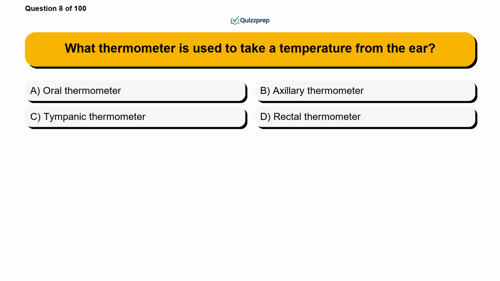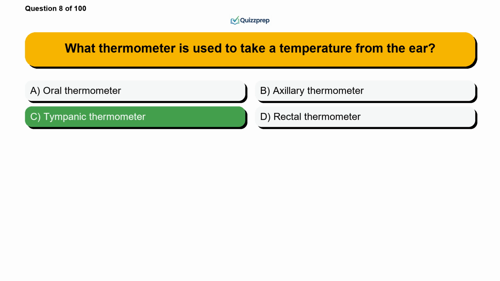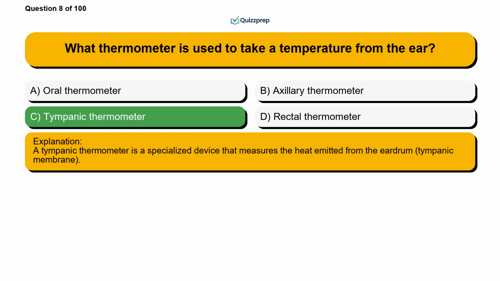Question 8. What thermometer is used to take a temperature from the ear? Option A, oral thermometer. Option B, axillary thermometer. Option C, tympanic thermometer. Option D, rectal thermometer. The correct answer is option C, tympanic thermometer. A tympanic thermometer is a specialized device that measures the heat emitted from the eardrum, tympanic membrane.